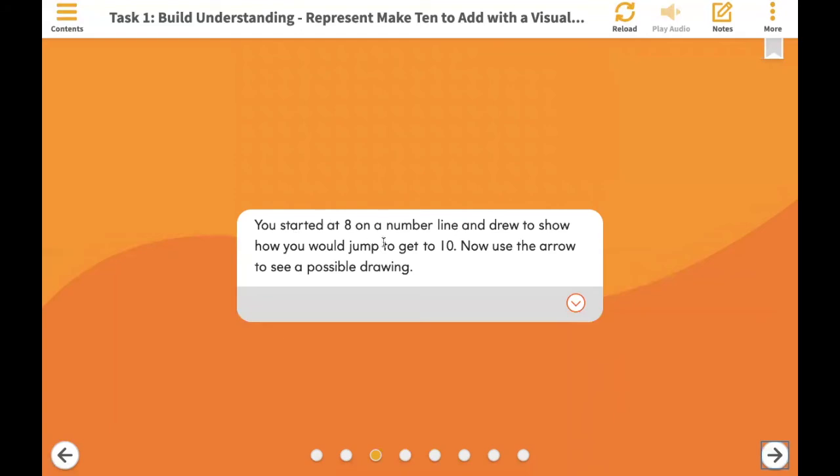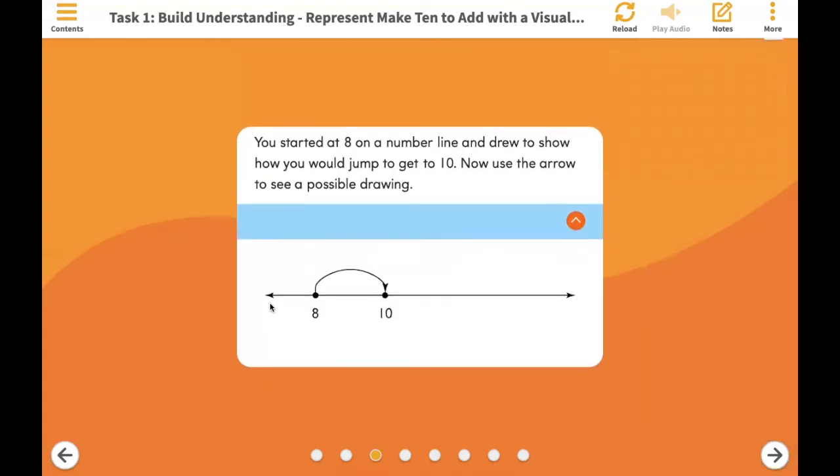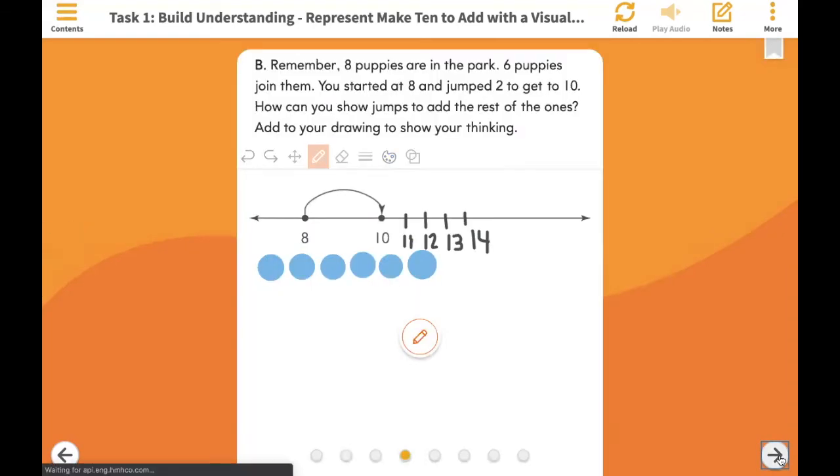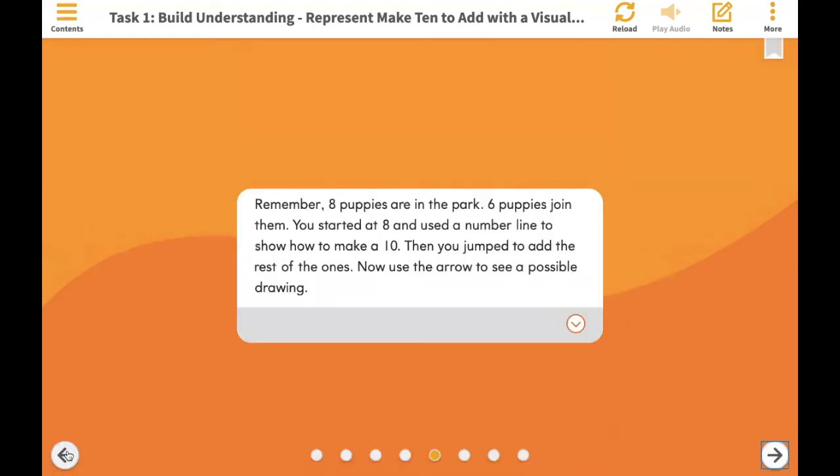You started at 8 on a number line and drew to show how you would jump to get to 10. Now use the arrow to see a possible drawing. So in their picture, they decided to just skip over the number 9, but we know that we would have to jump 1, 2 to get to 10. Oops, too far.